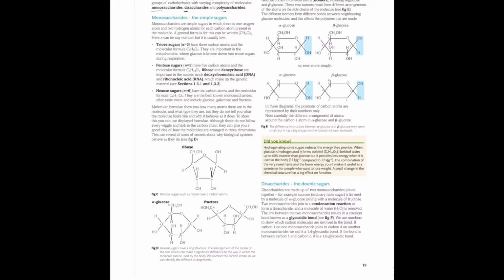Right, monosaccharides, the simple sugars. Monosaccharides are simple sugars in which there is 1 oxygen atom and 2 hydrogen atoms for each carbon atom present in the molecule. So what they're talking about is, just to do a visual representation, so for 1 carbon atom, there is 1 oxygen atom and 2 hydrogen atoms. I've drawn it like this because later on we will see that it's over here. This is what they're talking about. Yeah, so that's a carbon, and it's connected, see?